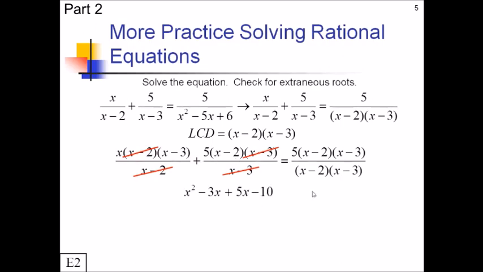And here, this is the nicest one of all. Everything cancels out that's in parentheses. So that just leaves us with the lonely number 5. Don't forget your equal sign. All right, let's go ahead and solve this equation now.